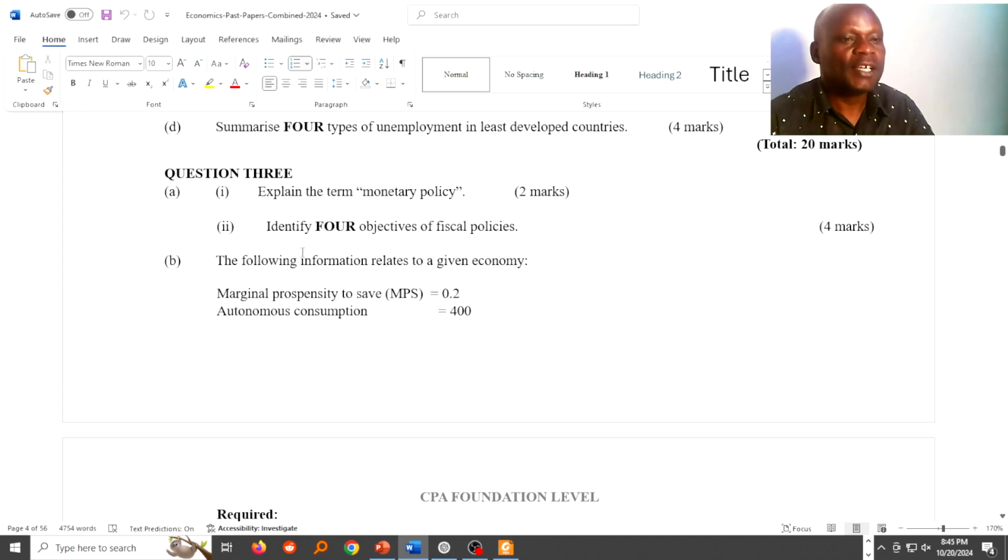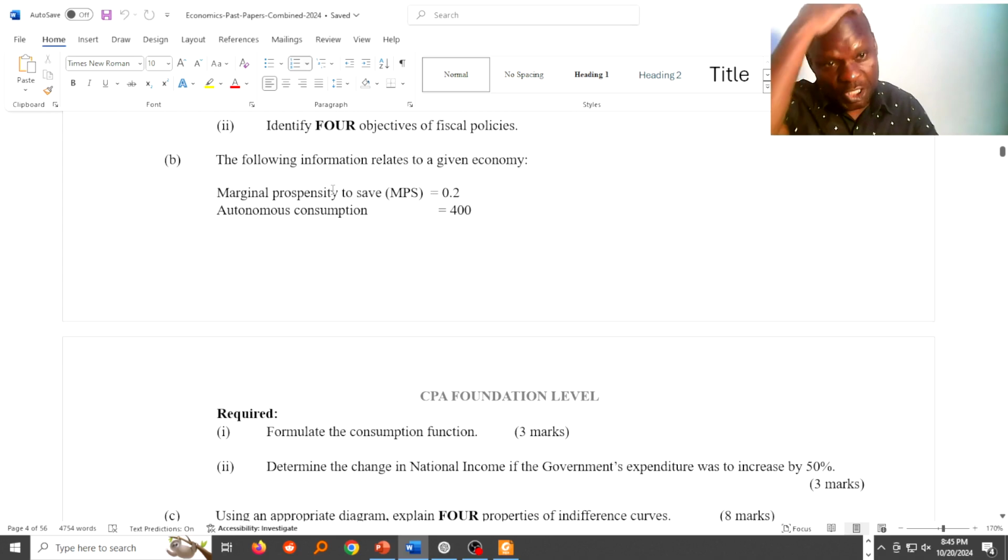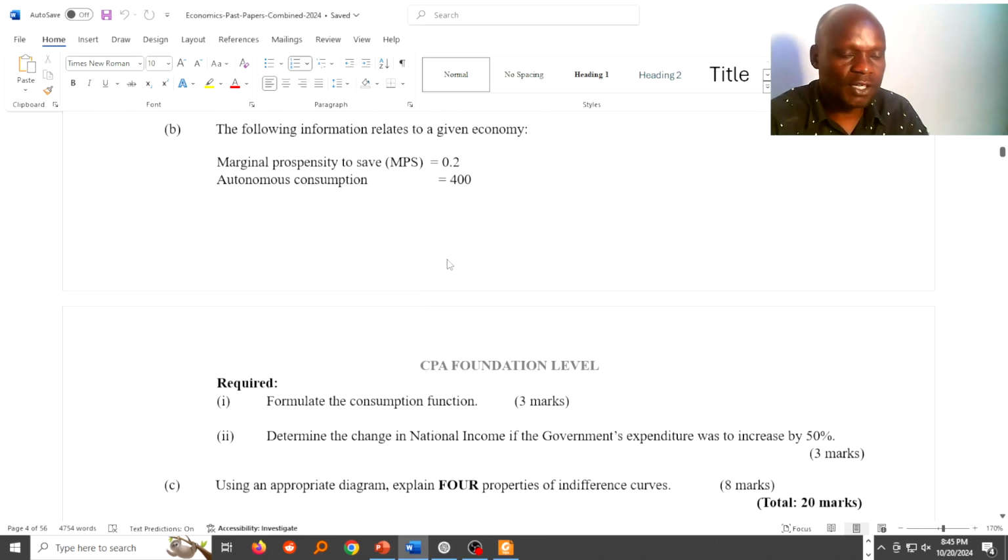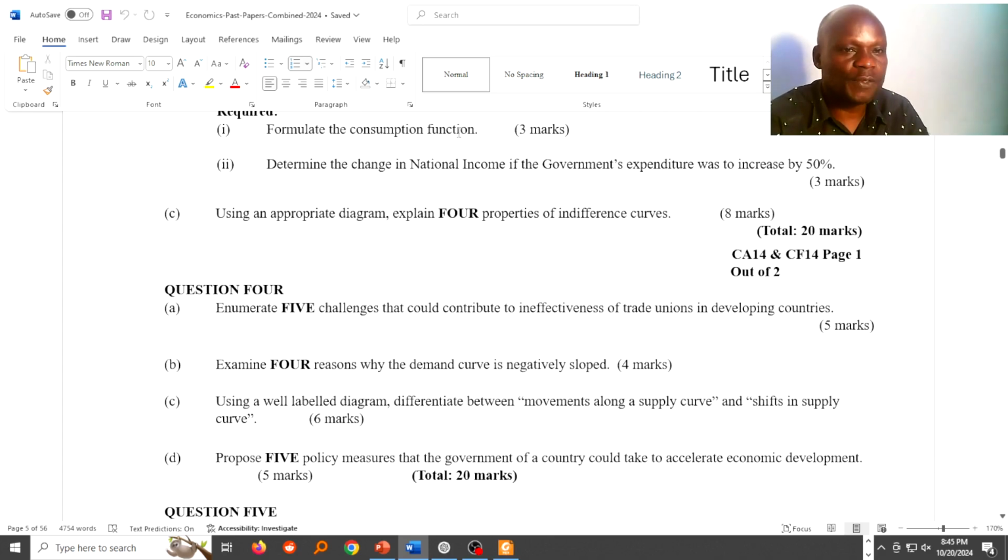Then the following information relates to a given economy. Marginal propensity to save, that is MPS, is 0.2. Autonomous consumption is 400. Now you are required to formulate the consumption function, that is 3 marks. Then determine the change in national income if the government's expenditure was to increase by 50%.